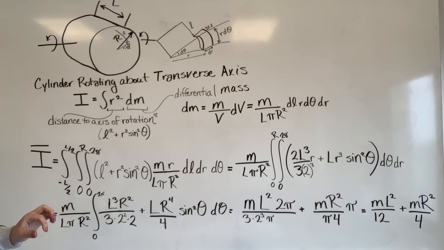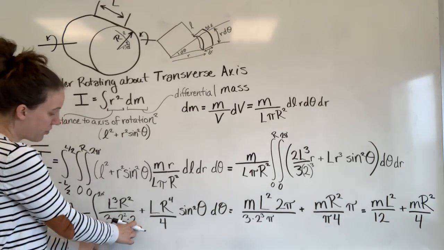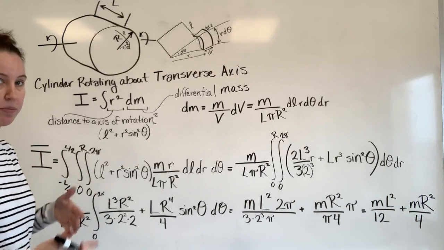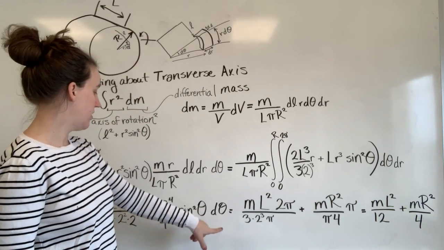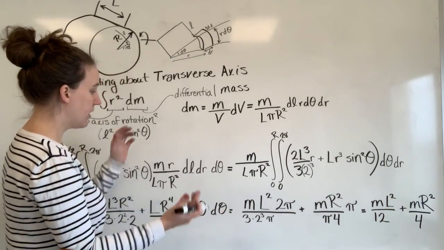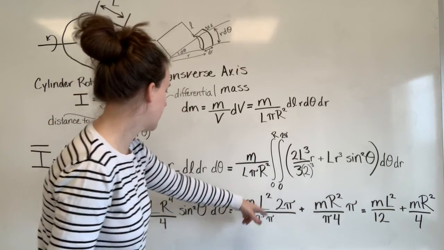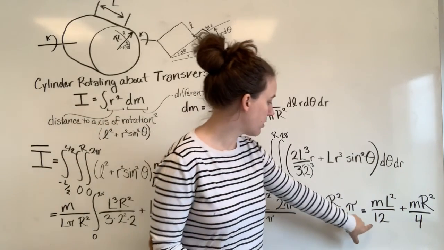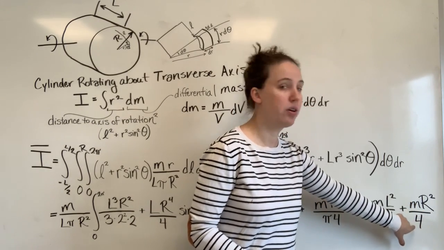Okay, and now let's take the theta integral of this term. There's no theta in this term, so it's just 2 pi, since we go from 0 to 2 pi, or if we went from negative pi to pi, it would also be 2 pi. For this term, you might not know this, but I just looked it up: the integral of sine squared theta d theta from 0 to 2 pi is going to be pi. So I put my 2 pi in here, start canceling stuff out, and my pi here, and that leaves us with m L squared over 12 plus m r squared over 4.